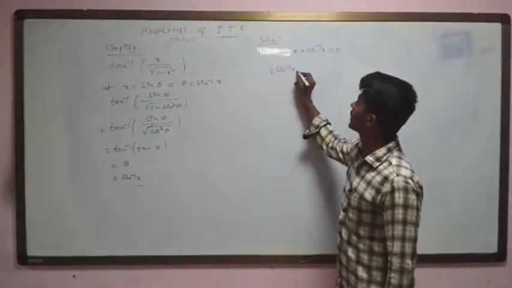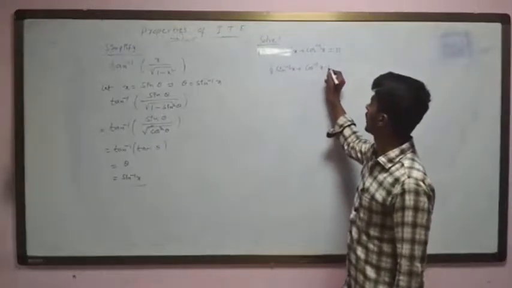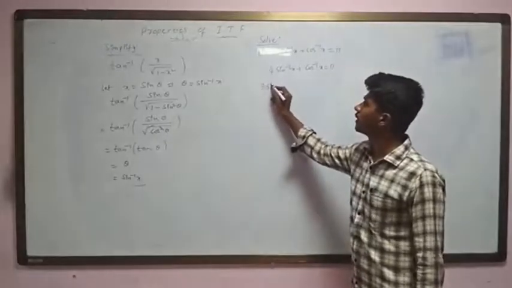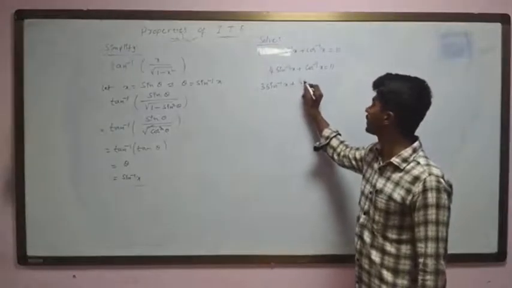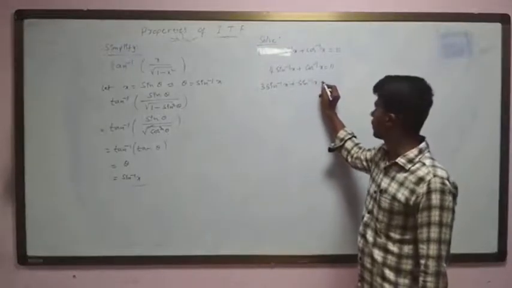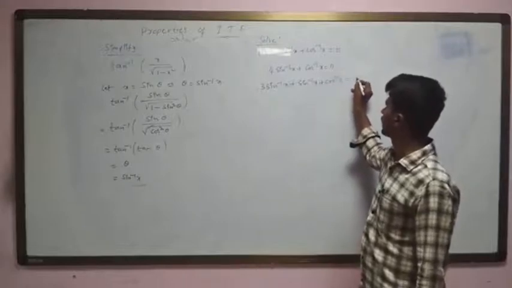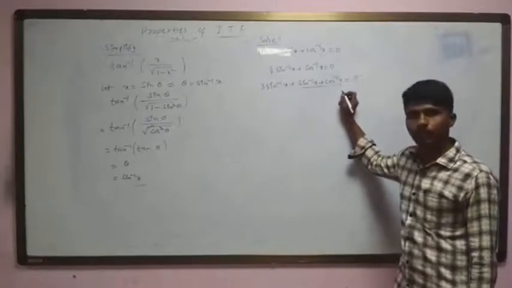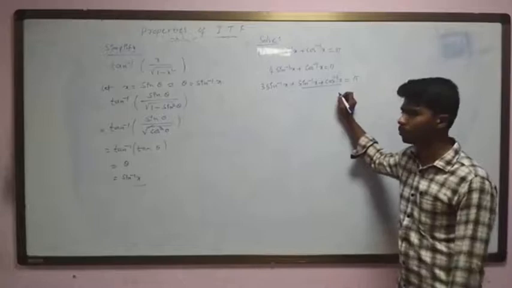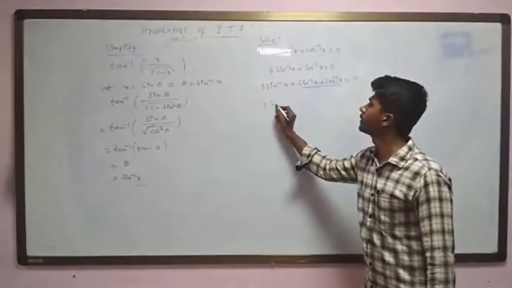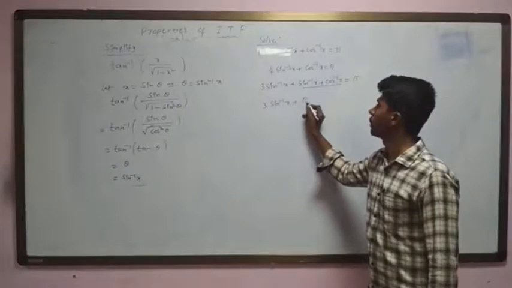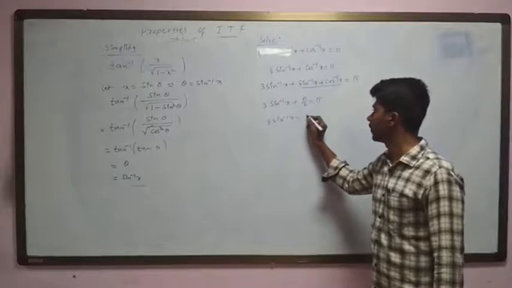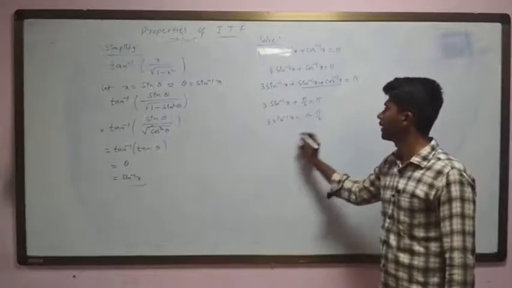Next. Solve 4 sin inverse x plus cos inverse x equal to 5 pi by 2. So 4 sin inverse x can be written as 3 sin inverse x plus sin inverse x plus cos inverse x equal to 5 pi by 2. Sin inverse x plus cos inverse x is equal to pi by 2. So I am using that statement. So I write 3 sin inverse x plus pi by 2 equal to 5 pi by 2. So 3 sin inverse x equal to 5 pi by 2 minus pi by 2.